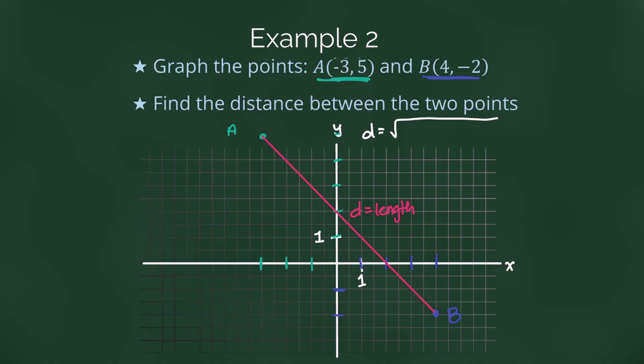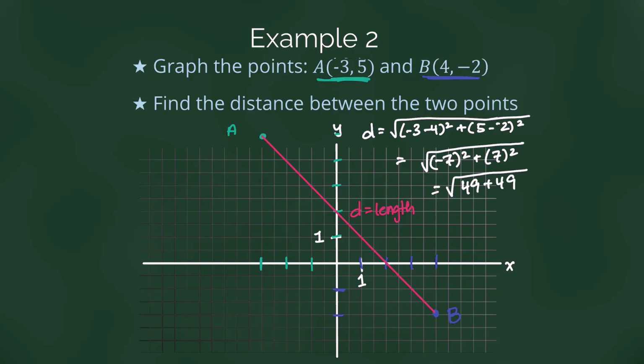So now I'm going to do, again, x2 minus x1. So I'm going to do negative 3 minus 4 squared plus 5 minus negative 2 squared, and that gives me the square root of negative 3 minus 4 is negative 7 and squared, and then 5 minus negative 2 is positive 7 squared. So I get the square root of 49 plus 49, which is the square root of 98.